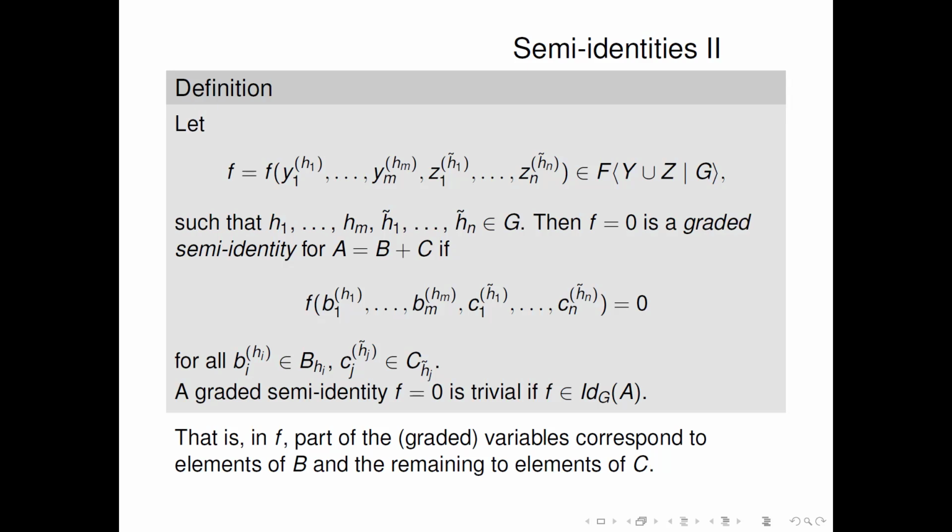That is, a graded semi-identity is the following. It is graded, and some of the variables I can substitute by elements from one subalgebra, and the remaining from the other subalgebra. Some of these graded semi-identities are called trivial in the case where they are graded identities available, that is, no matter how you substitute. Otherwise, they are not trivial.